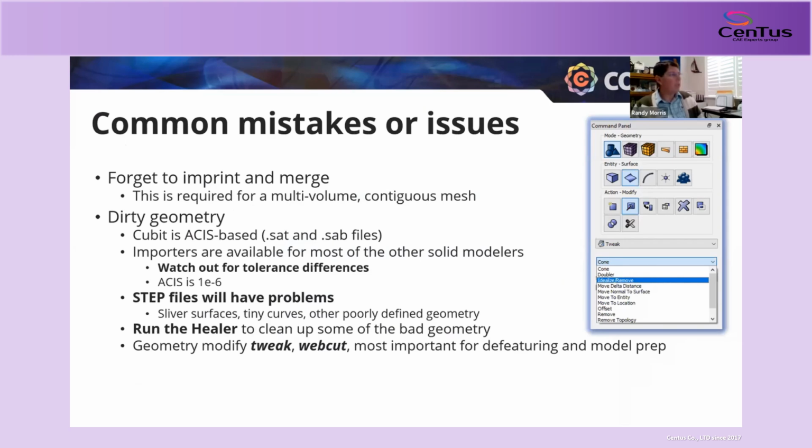Dirty geometry is an issue, right? Cubit is ACIS based. So we import SAT files and SAB files, that's the binary form of an ACIS file natively. And we don't typically have dirty geometry. But if you're importing from Creo, the tolerance is different, which might mean vertices and things which normally in ACIS would be coincident or merged won't necessarily be in another solid model. So that's where the dirty geometry is coming from.